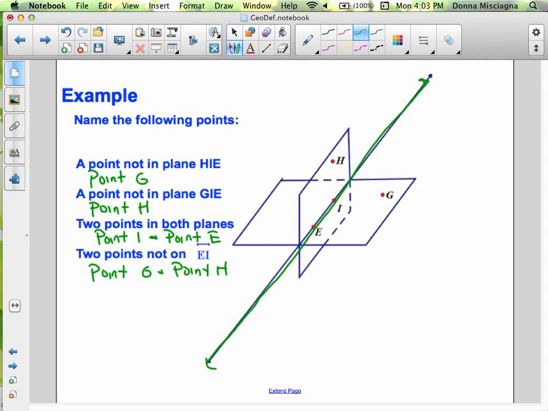So in a little practice here, we've reviewed planar, coplanar, intersection of planes, and a little bit of non-coplanar.